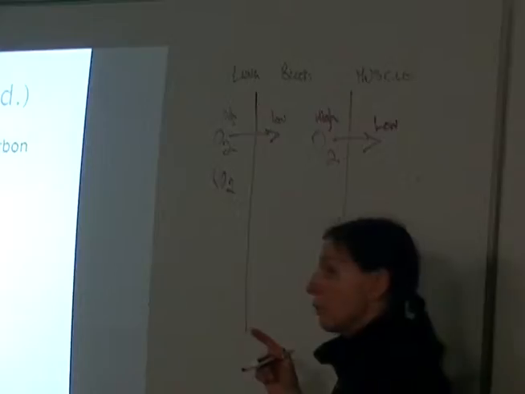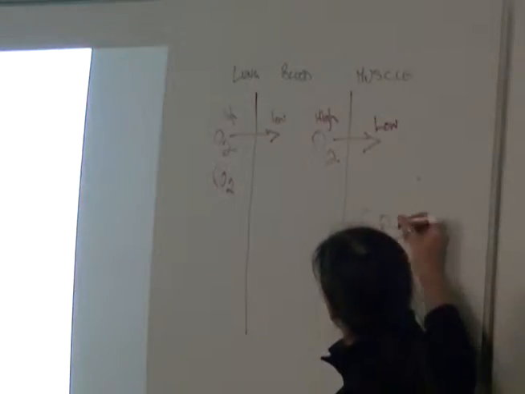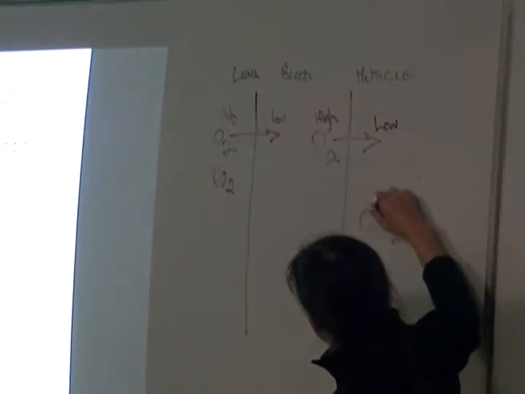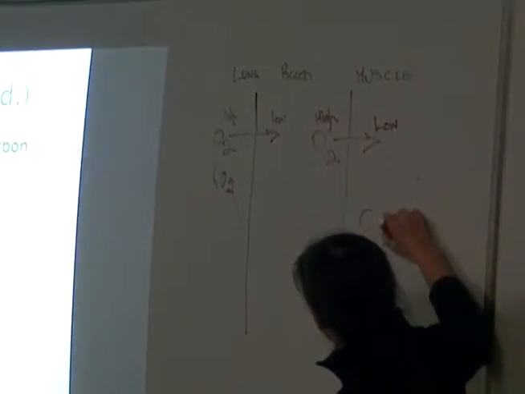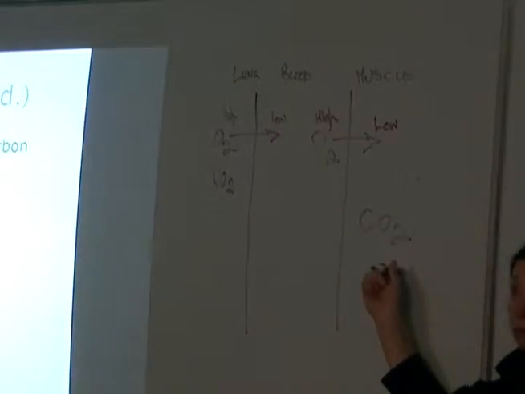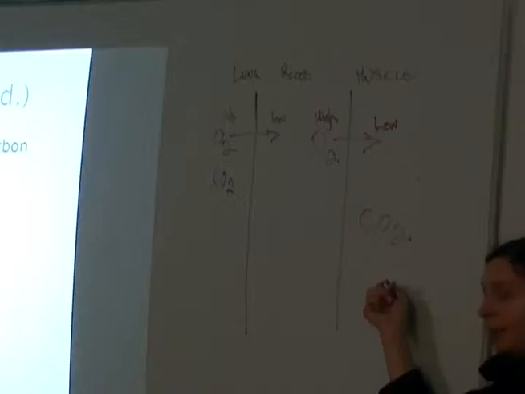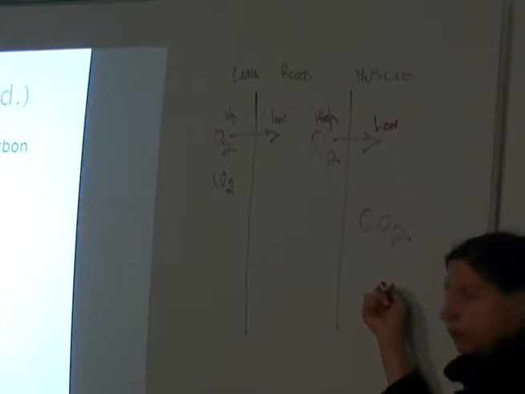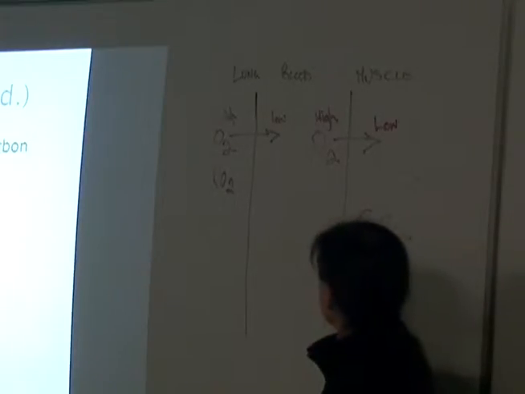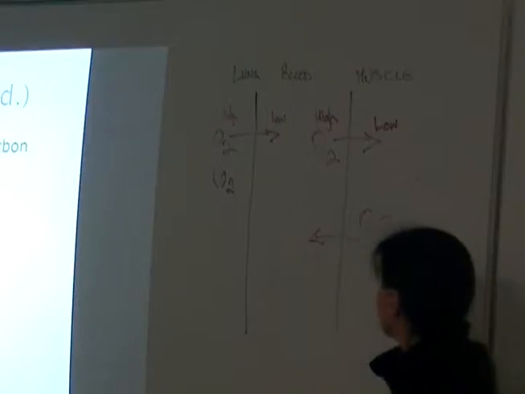When I look at carbon dioxide, we create carbon dioxide. We can't use carbon dioxide in the muscle. I can't make energy out of it. I can't do anything with it. I want to get rid of it. I want to excrete it. So I'm going to dump carbon dioxide into the bloodstream.